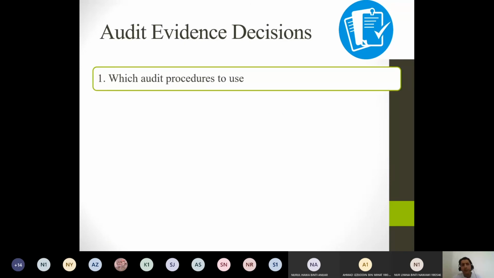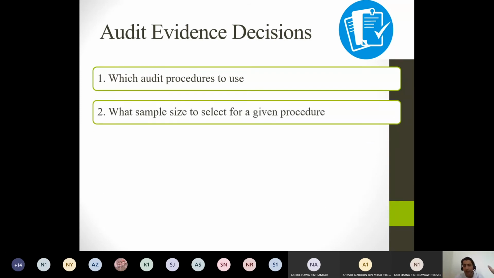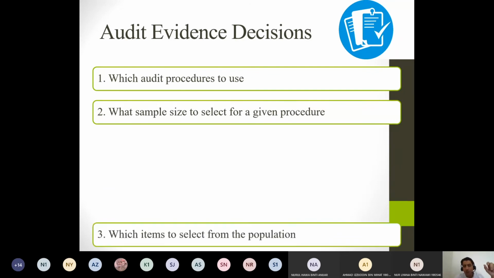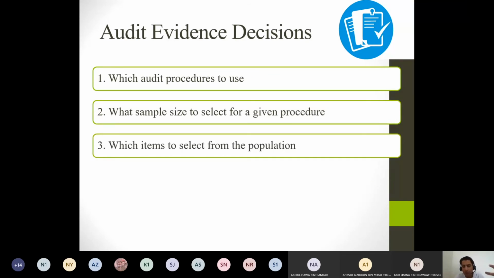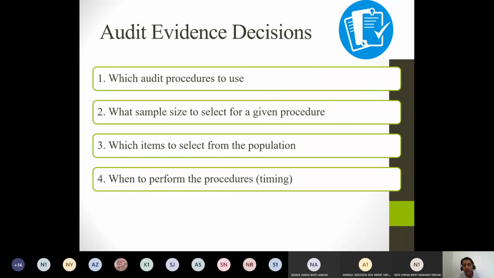So what are the 4 decisions that we discussed just now? I mentioned the first one, which audit procedures to use. That will shape the type of audit evidence. The second one, what sample size to select for given procedures. The third one, which items to select from the population. Fourth, when to collect this evidence, so in terms of timing.